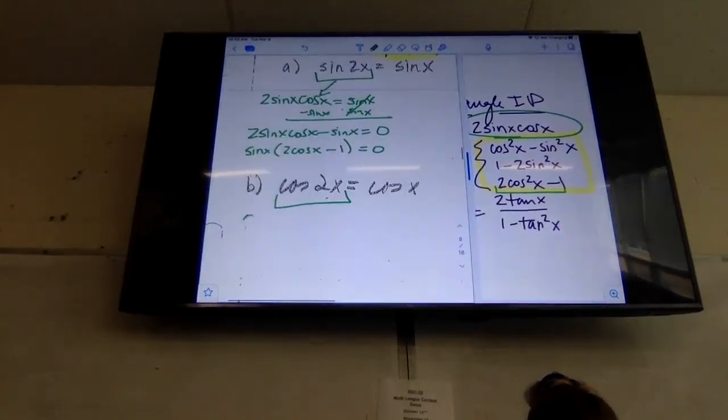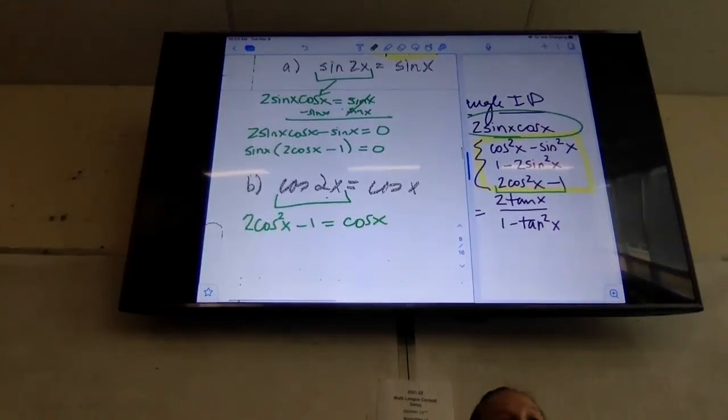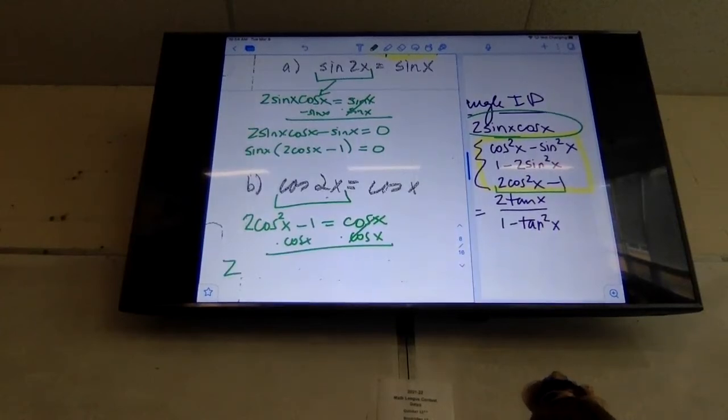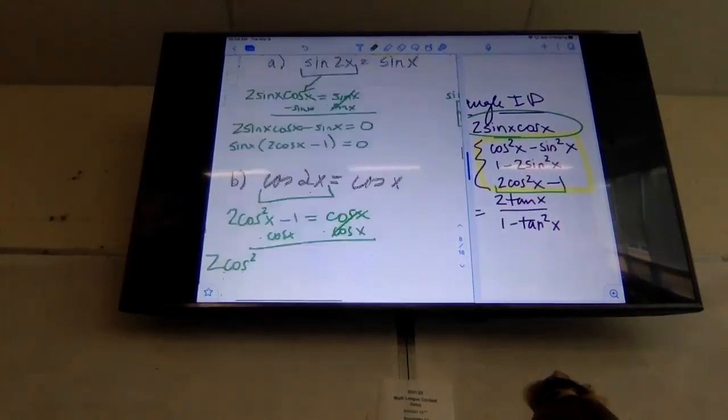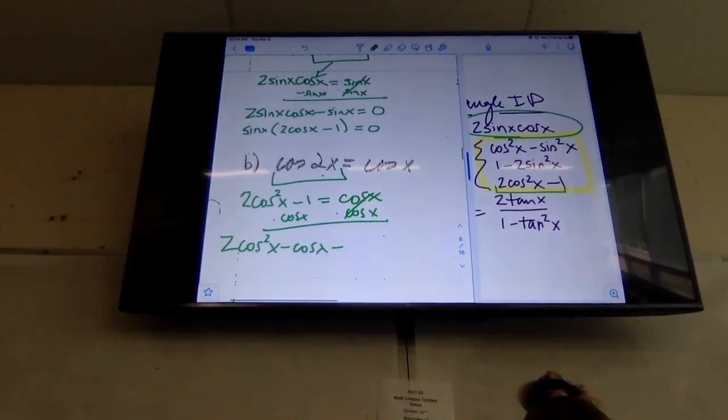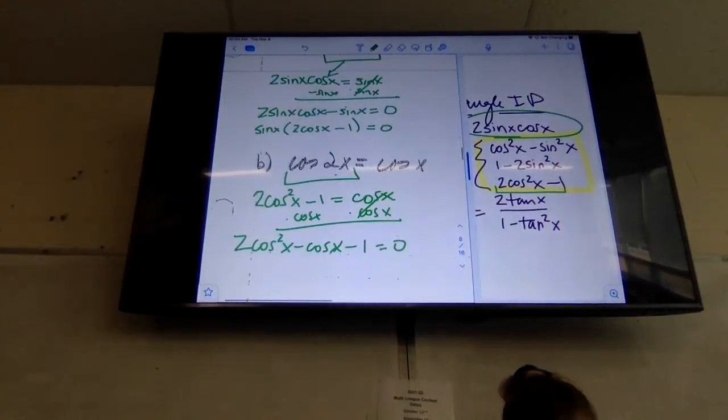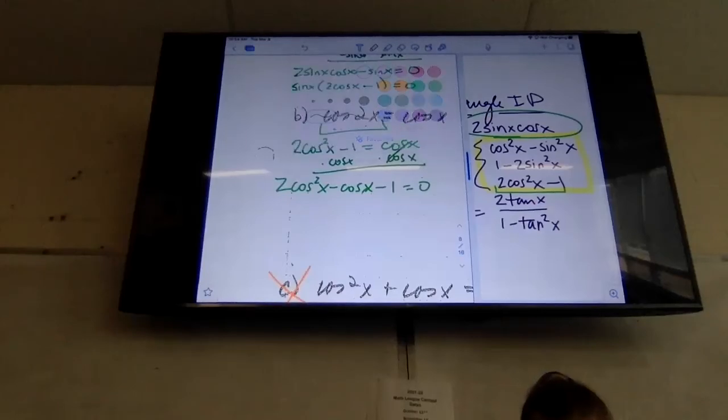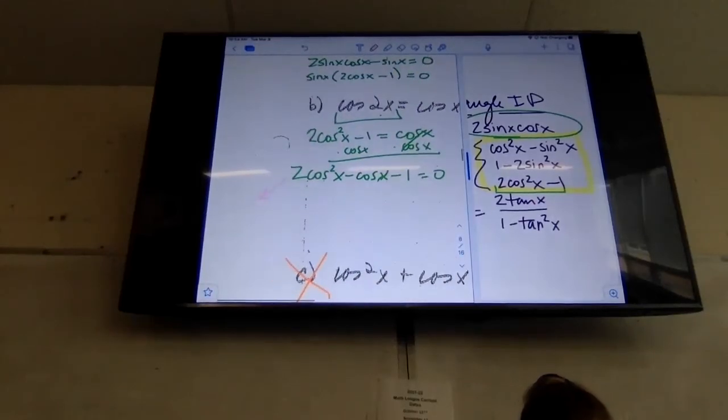So I've got 2 cosine squared x minus 1 equals cosine x. And this might not be obvious at first, but get everything to one side. So move your cosine x over. Now I have a factorable equation here. I personally can't really see it when it's written like this, so I have to rewrite it. I like to write it as 2x squared minus x minus 1.